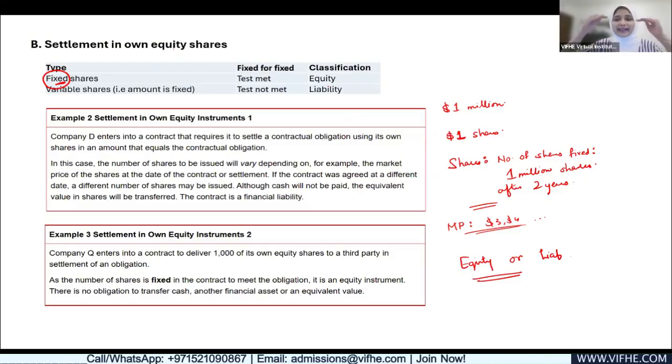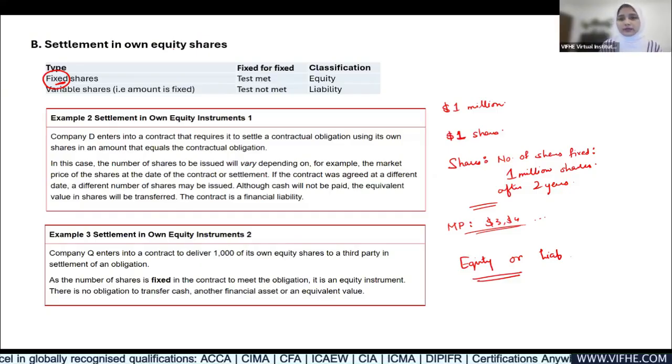Why? Because you're not guaranteeing that 1 million repayment. The market price for the share could drop also, let's say. It could become 0.5, 0.25 or whatever. For you, the obligation is not 1 million payment. For you, the obligation is 1 million shares to be issued. The share price could be 0.25, 10 cents also. Maybe you're then just giving $10,000 after 2 years, 5 years. If the amount is not fixed, if the shares are fixed, then what you have issued is actually an equity instrument.